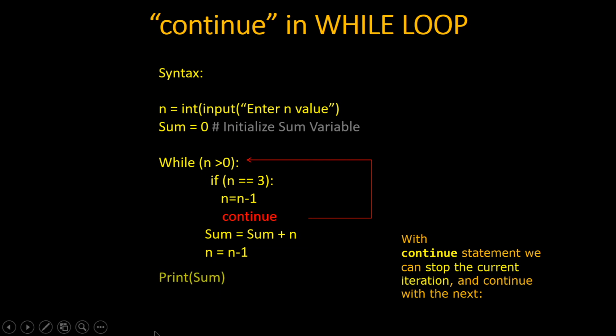And then I have printed sum. So when we execute this code, 12 is our output. So 12 is as expected. So let's explore the context of continue in Spyder.